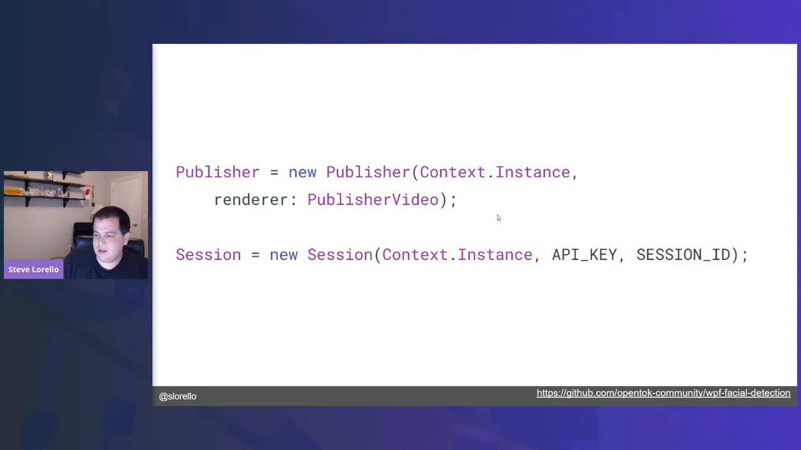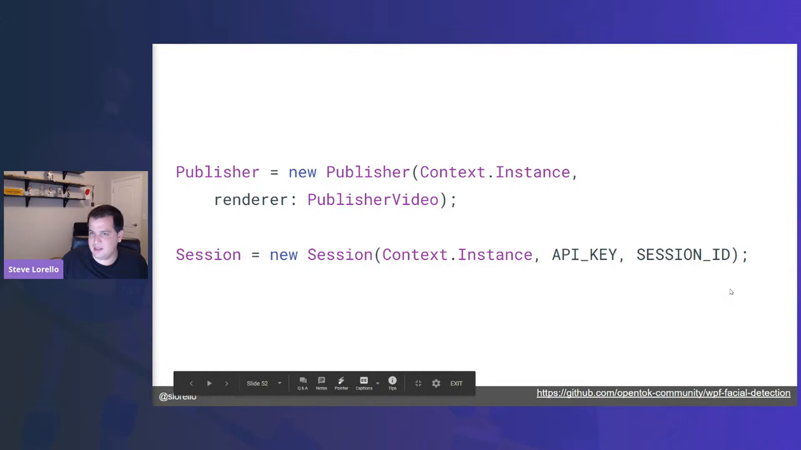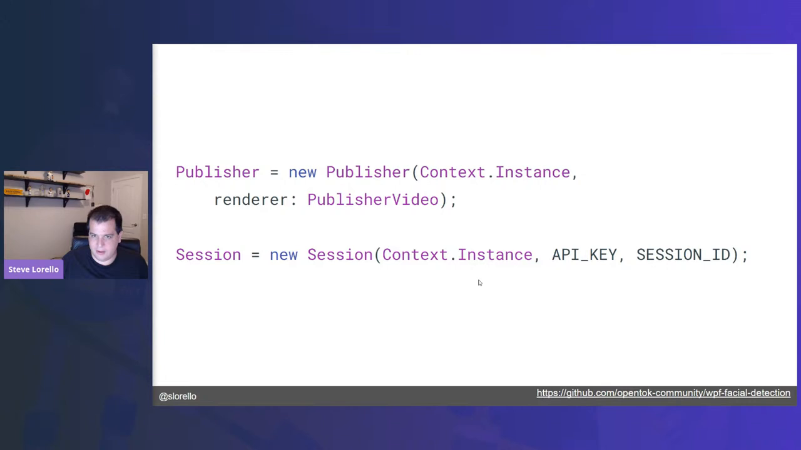So now that we have that main window set up in MainWindow.xaml.cs, we're going to construct the publisher and a session. Ahead of time, I've gone ahead and populated the API key, session ID, and a token. The API key is tied to your Vonage Video API account. The session ID is just generated using the Vonage Video REST API, and the token is a JWT that our server generates for you. So that all can be created dynamically as well. I'm just hard coding them for the sake of simplicity.